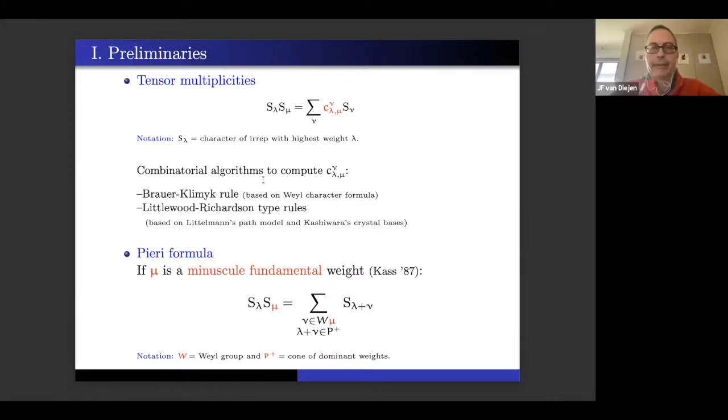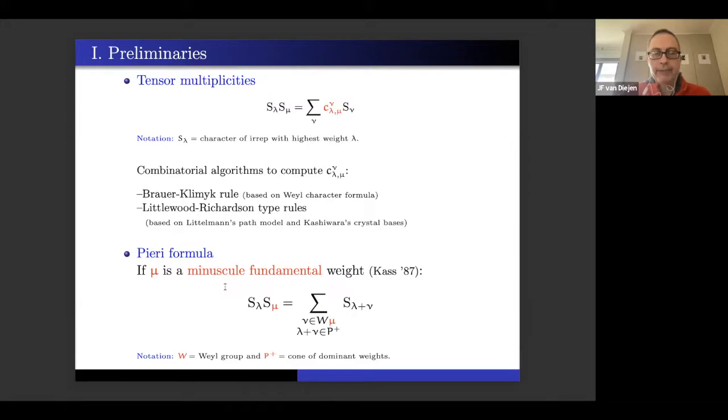In this talk, as told in the title, it's about the Pieri formula. And so what that means is that I will be concentrating on the case where one of the two weights here, let's say mu, is a fundamental weight. So it's a small weight, not very big, and that dramatically simplifies the situation. And in that case, there's much more that you can do explicitly, and so that's the goal of my talk.